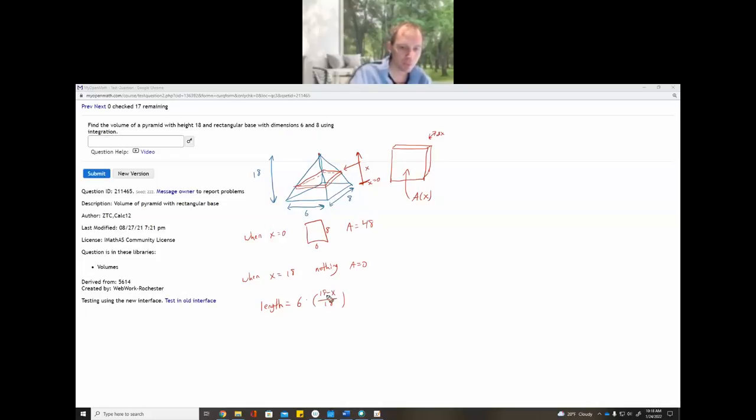So what I'm doing is creating a linear function. I have to go backwards. This is 18 minus x because when x is 0, that's when I get my full area, right? And then I divide by 18 to rescale it. The width is the same way. So then my area function A of x is just length times width: 6 times (18 minus x) over 18, times 8 times (18 minus x) over 18. That's my area function.